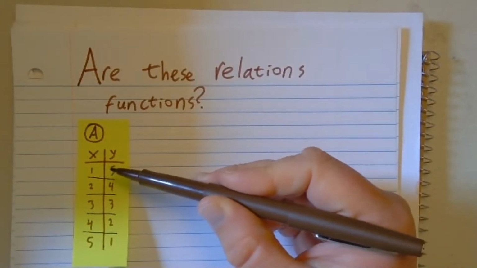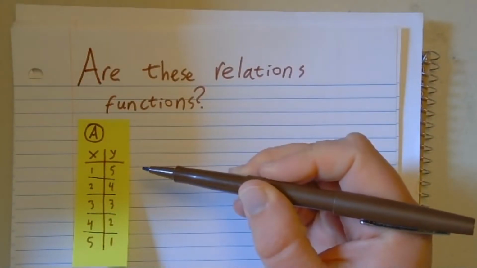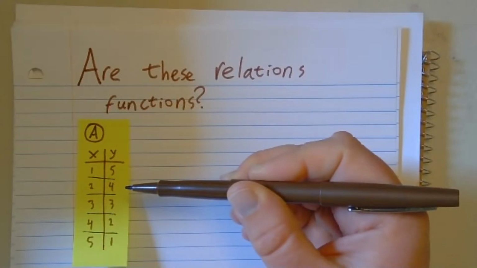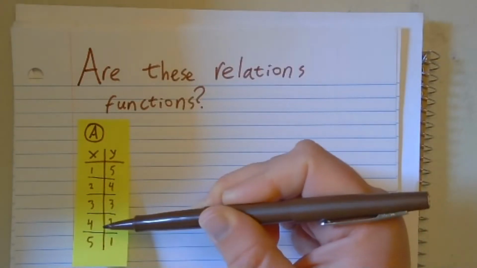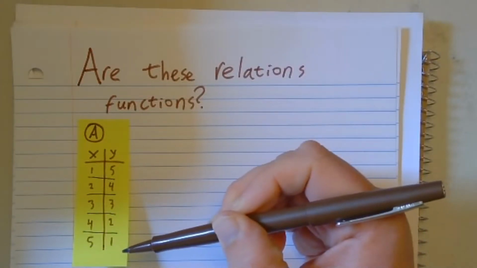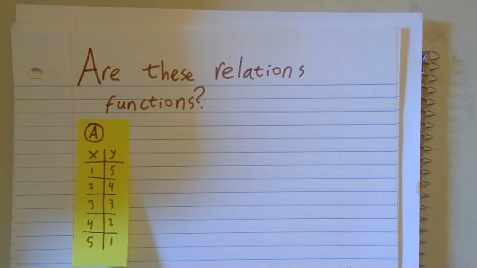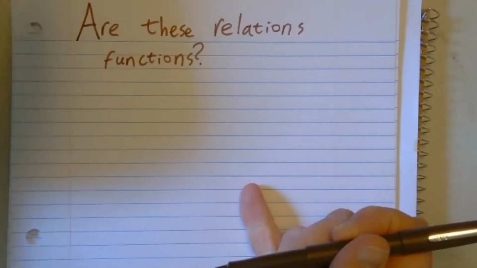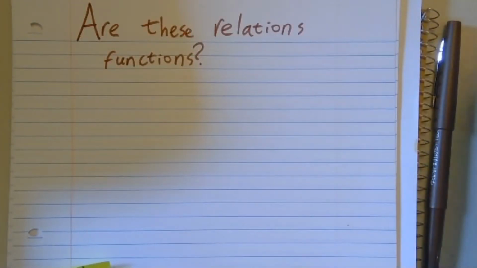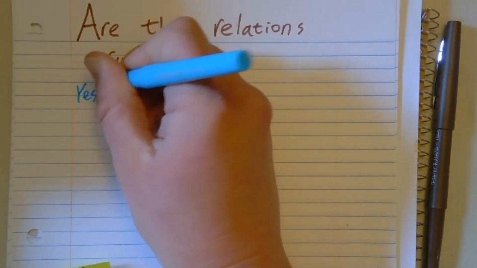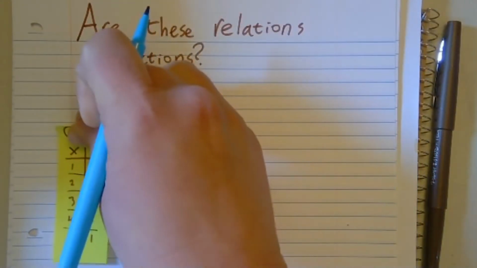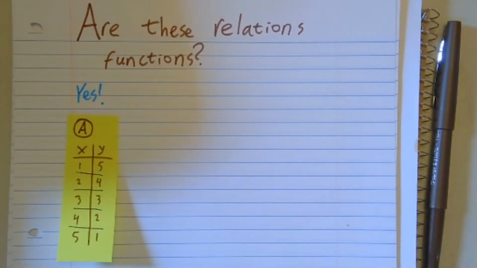So for this first one, let's go through and look. If I put in a 1, is it predictable? Yeah, there's only one place that there's a 1 and it gives me a 5. 2, yeah, that's predictable. I get a 4 every time. What about 3? Yeah, I get a 3. 4, I get a 2. 5, I get a 1. This one's very predictable. Each input has exactly one output. So this one is a function. This can go in my yes, a function little stack over here that I'm going to make. Yes, this one is a function.